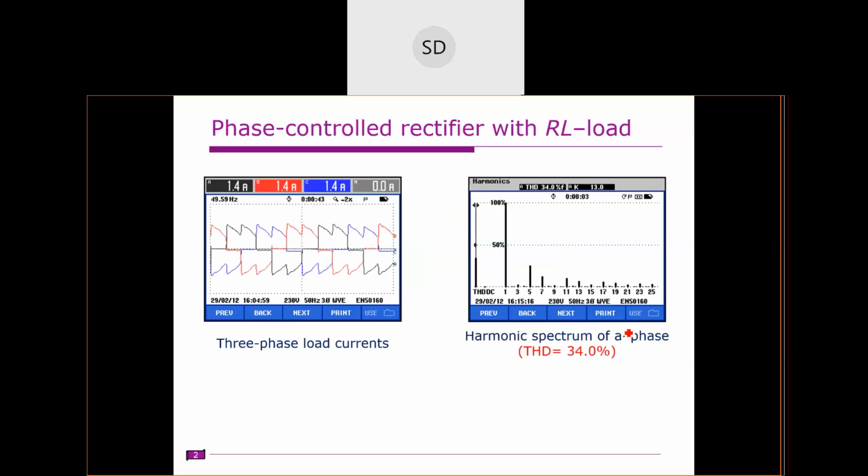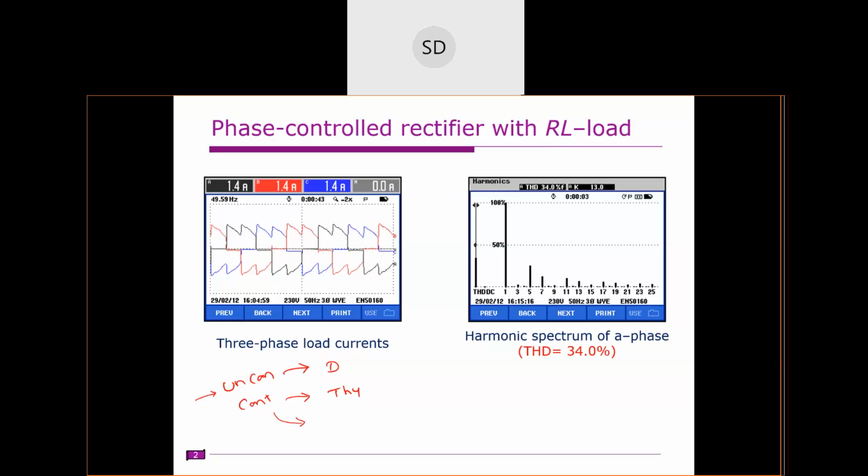So we have the conventional rectifiers, which are normally uncontrolled and controlled. What is the main difference between controlled and uncontrolled? In the uncontrolled case, they are mainly with diodes, whereas in the controlled case, they are with thyristors. In the uncontrolled case, you cannot control the output voltage, but in the controlled case, you can control the output voltage by changing the firing angle.